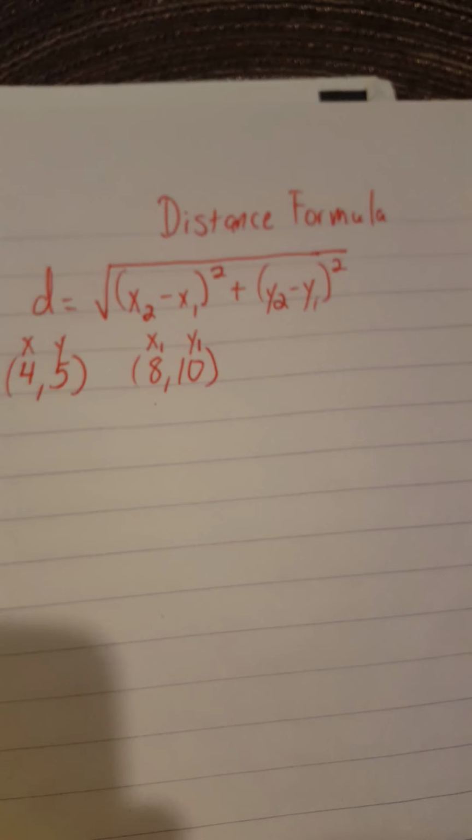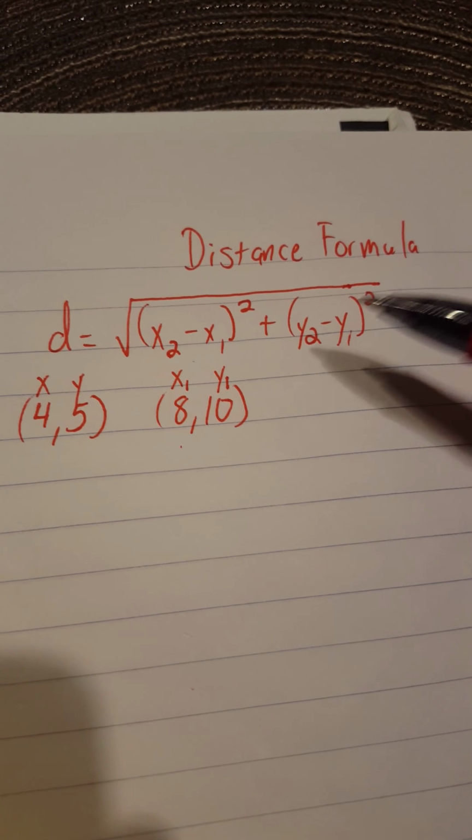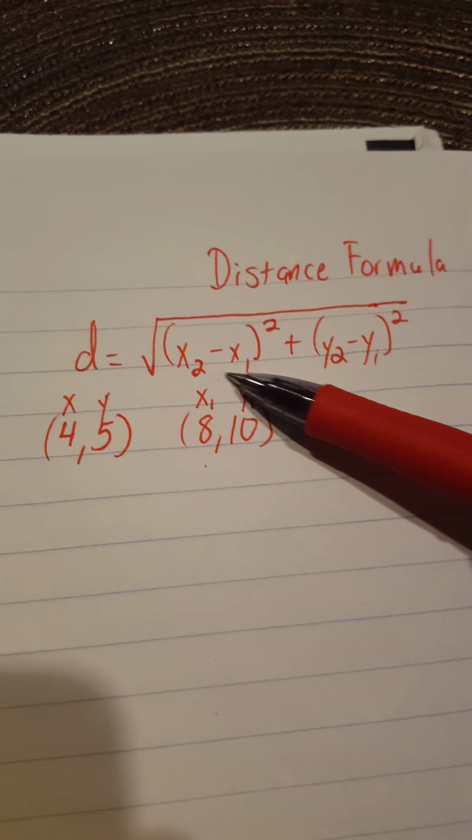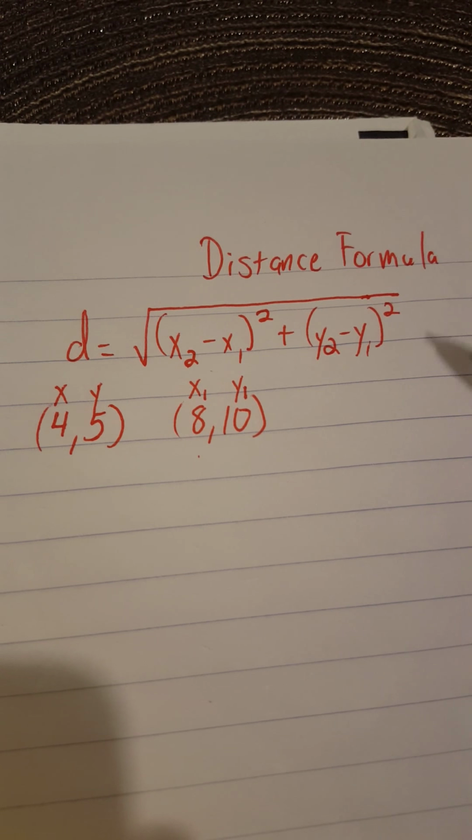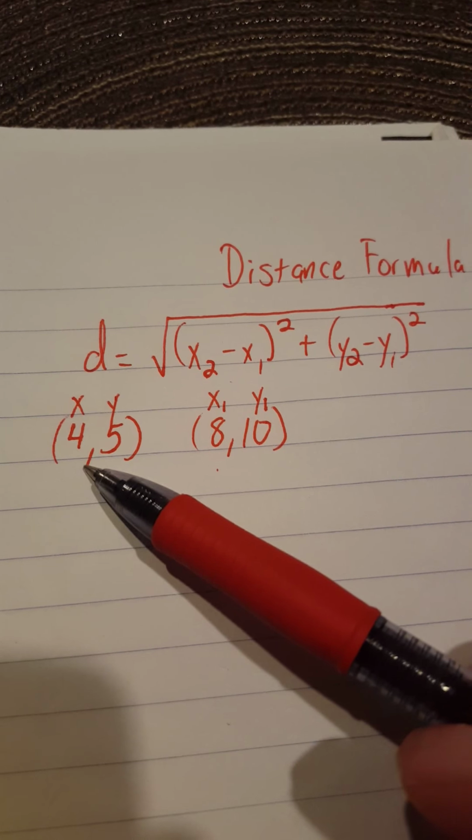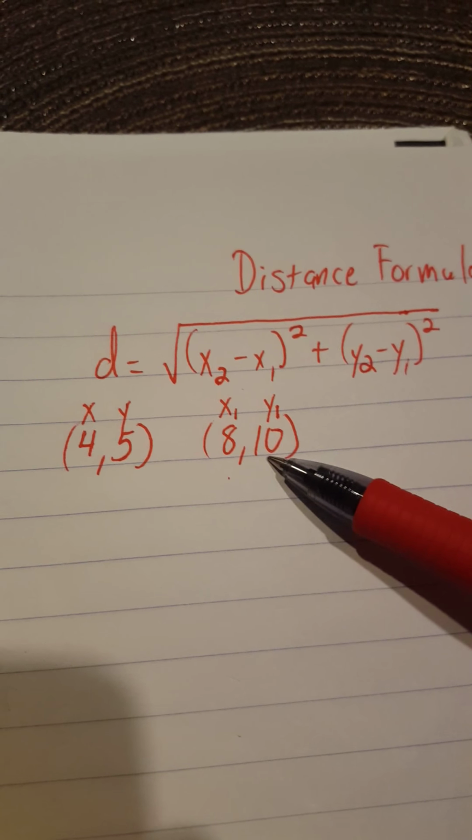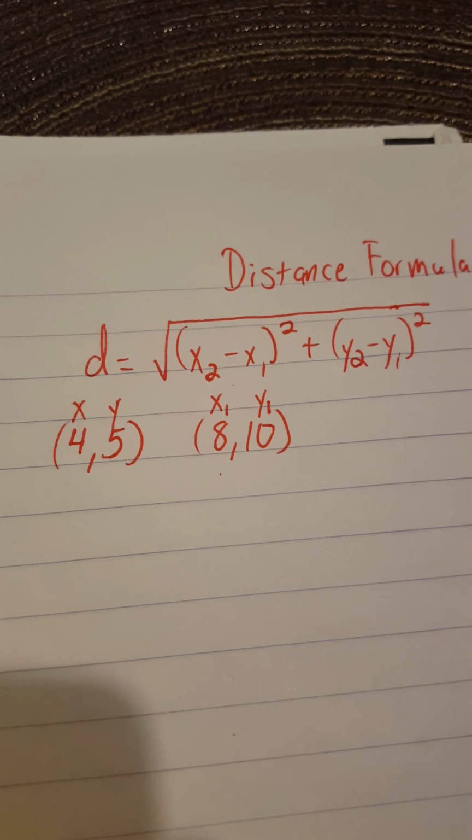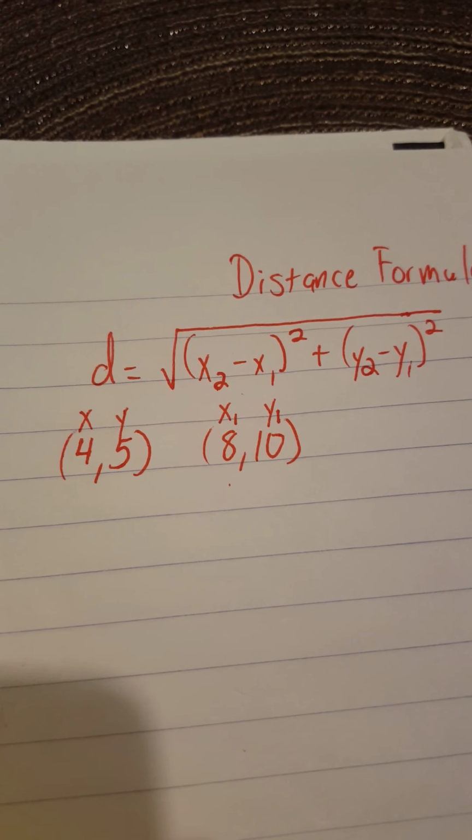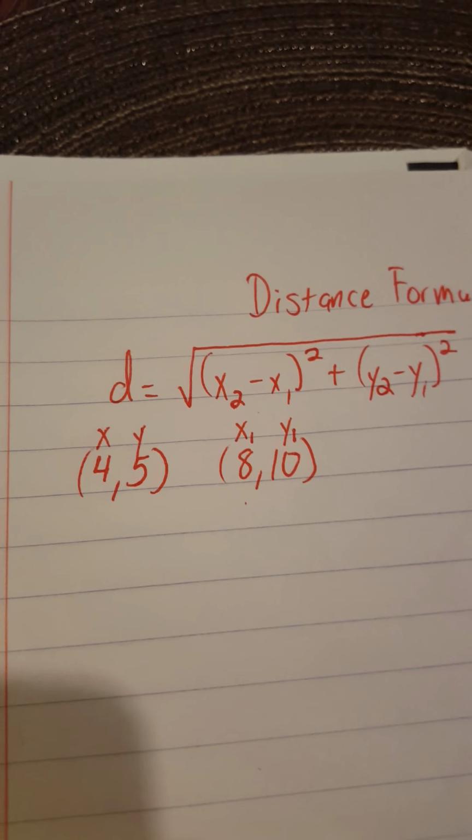Okay, here I've got a distance formula problem where I've written the distance formula here as follows. And I've just picked two random points, 4, 5, 8, 10. I just made up these points. You could have used any 2 points you wanted to.